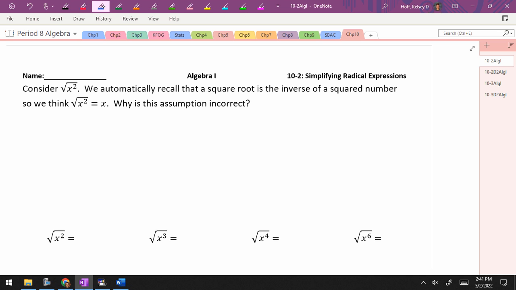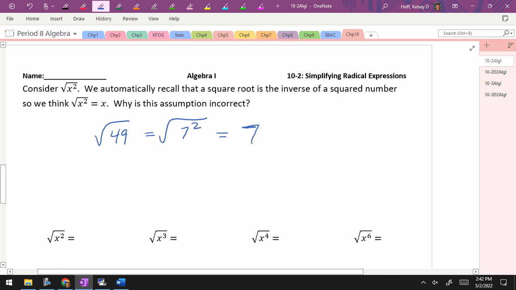Throw something out at me. We'll talk about it. 49. So the square root of 49 could really be written as what? The square root of 7 squared, which really is 7, right? These cancel. That proves it correct.